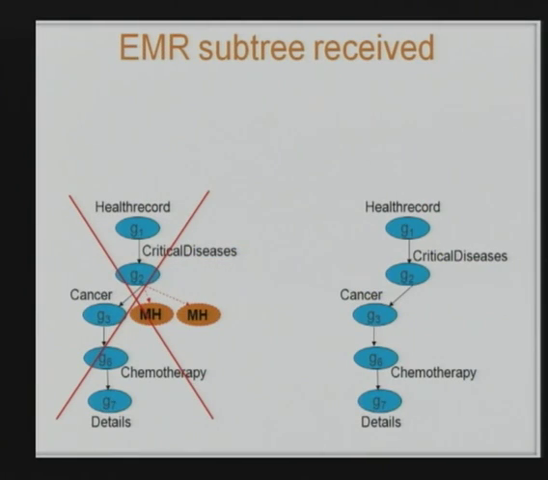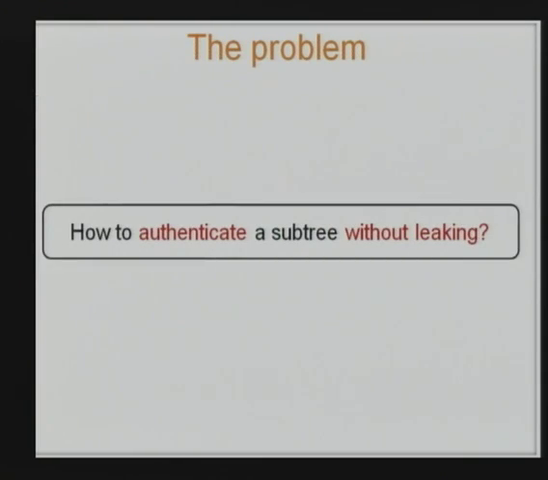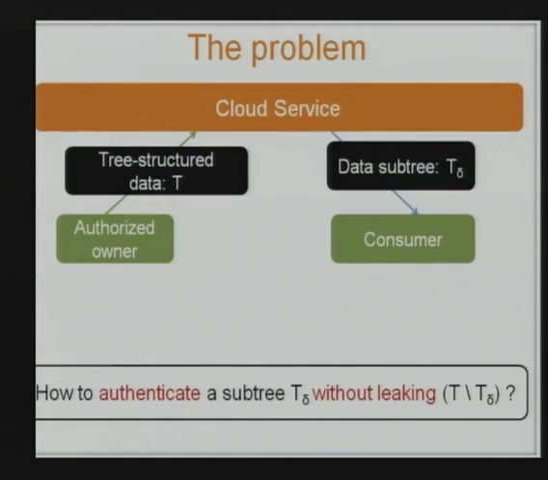So going back to the EMR tree, for a given healthcare record, the left side is not a valid subtree that a nurse's device should receive. It should receive only the right-hand side, because there should not be any auxiliary information about the subtree given to the nurse's device. Now the question is, how do we do that? How do we authenticate a subtree T delta without leaking T minus T delta?